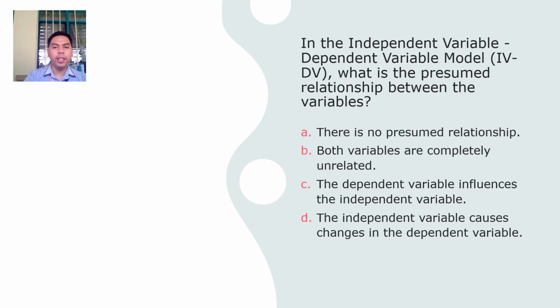Next, in the independent variable and dependent variable, what is the presumed relationship between the variables? A. There is no presumed relationship. B. Both variables are completely unrelated. C. The dependent variable influences the independent variable. Or D. The independent variable causes change in the dependent variable.